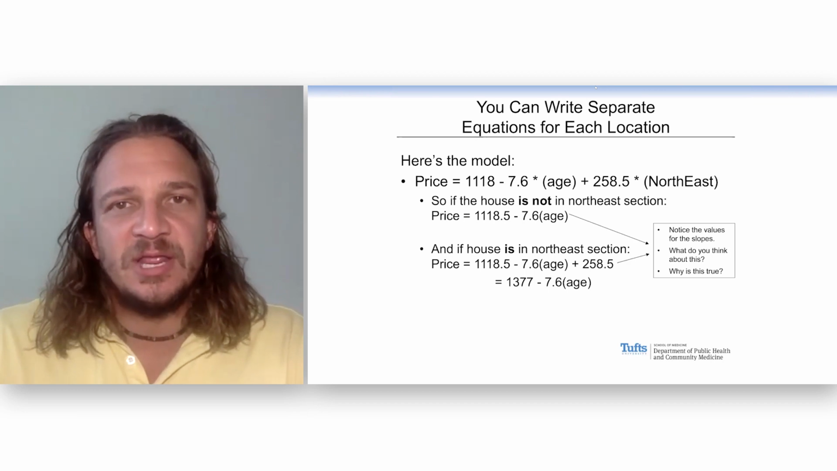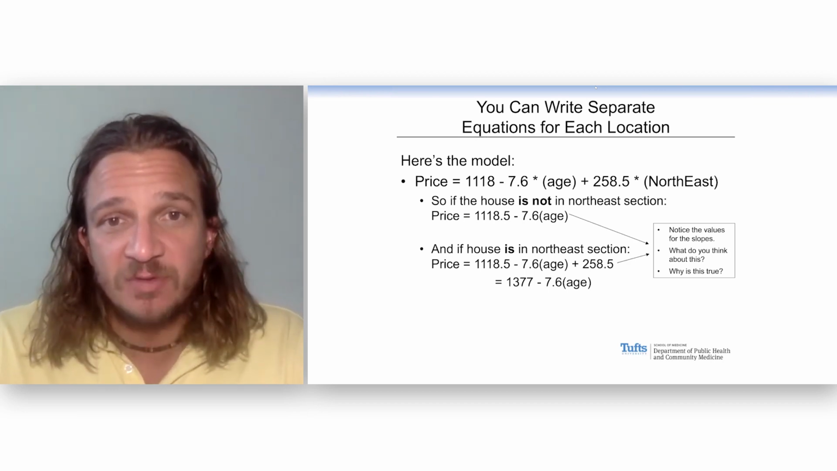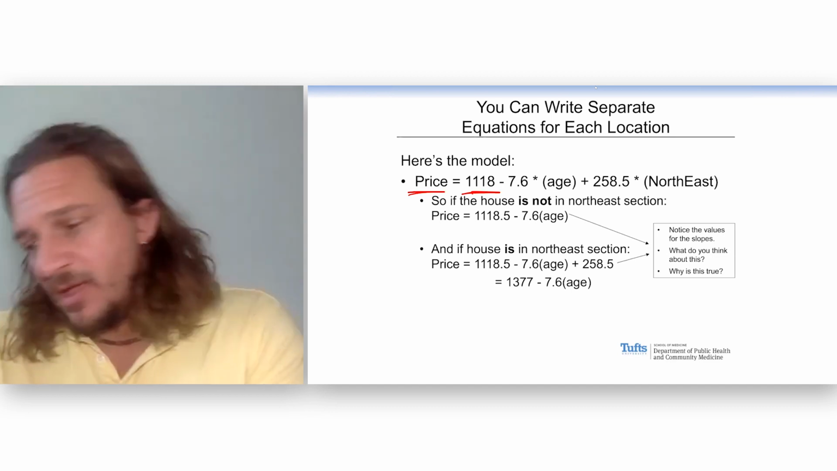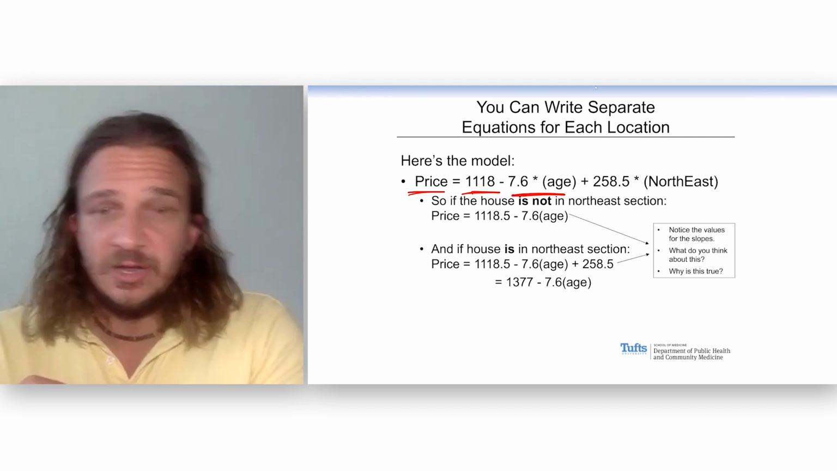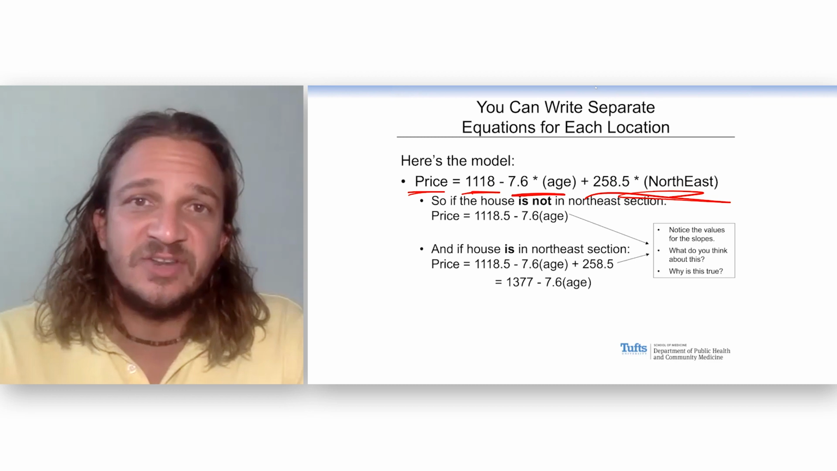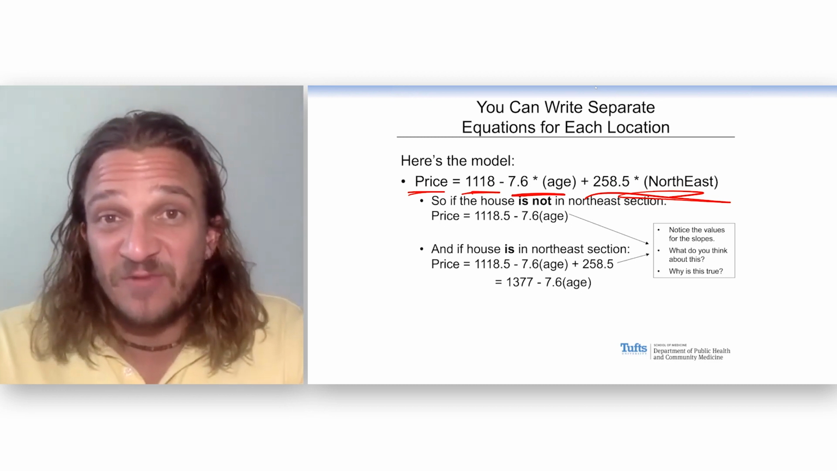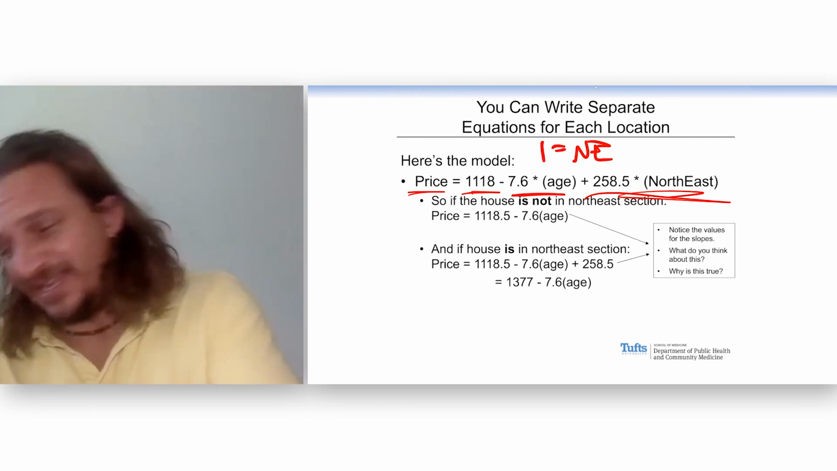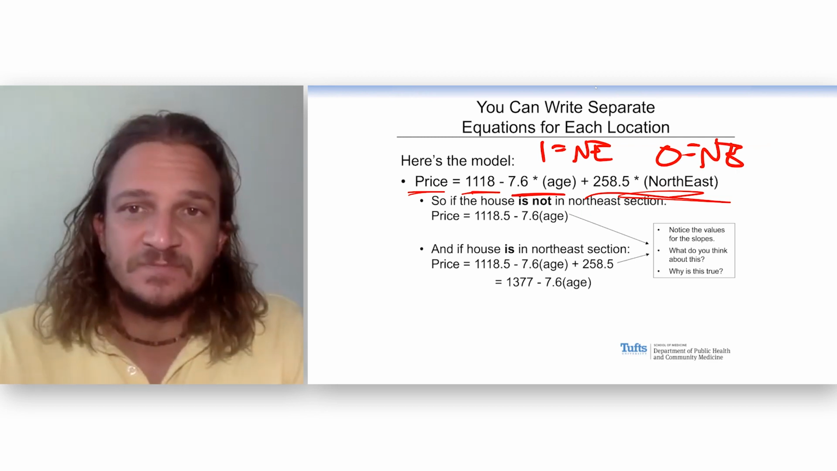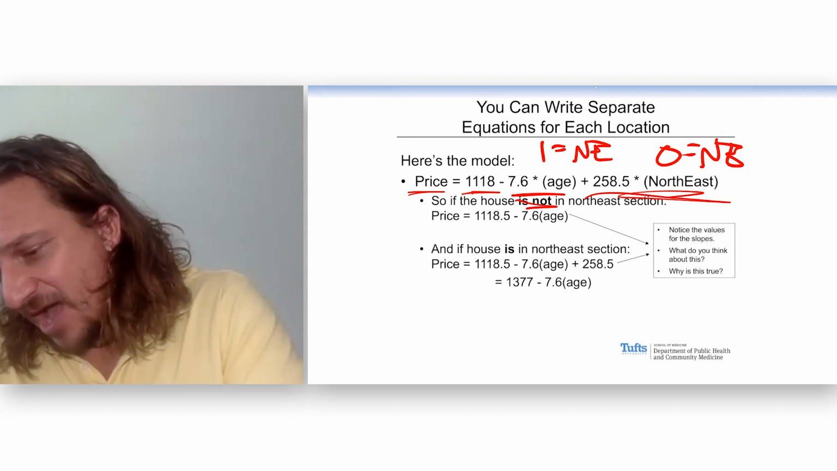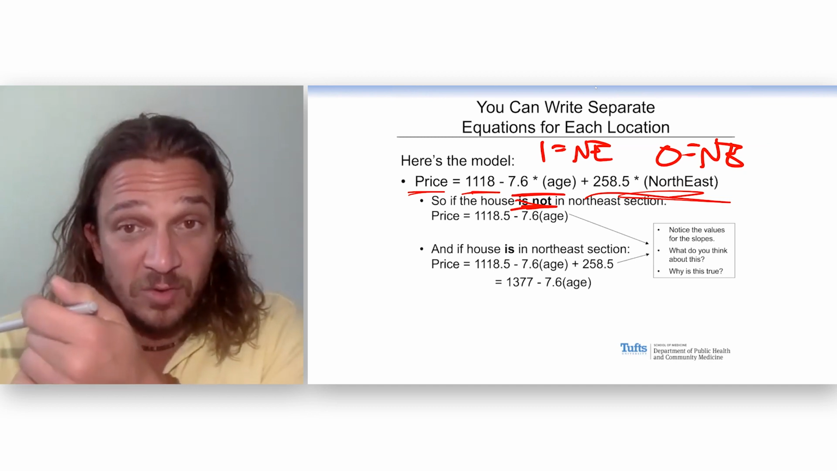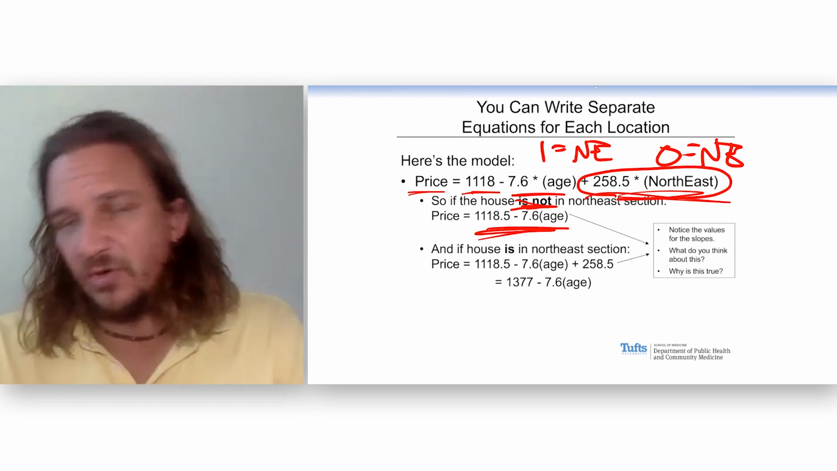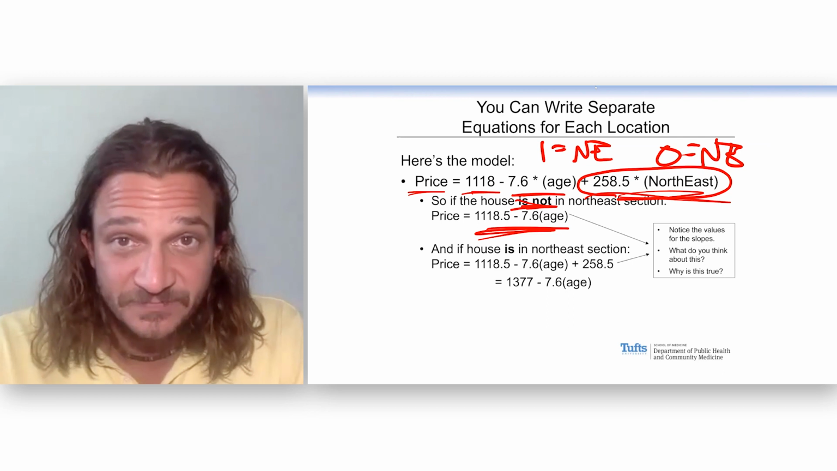You can write separate equations for the two separate towns. Here is the full model. Price equals intercept minus age plus whether it's in the Northeast or not. Now we can simplify the model for the two separate locations. I have this variable coded where 1 means the house is in the Northeast and 0 means it's not in the Northeast. So if the house is not in the Northeast, I can plug in a 0. If I plug in a 0 here, 0 times anything is 0. So the model simplifies to price is this minus age.